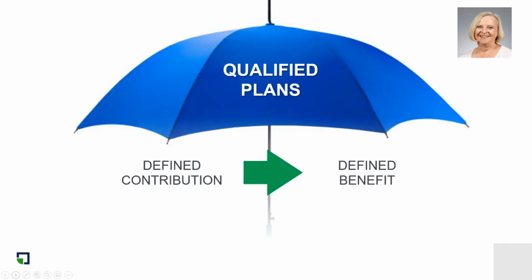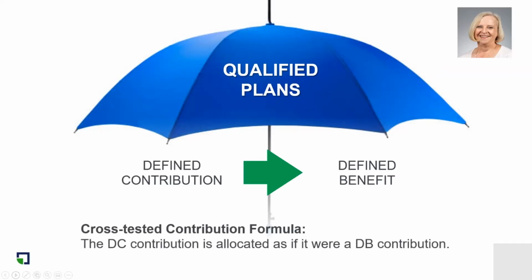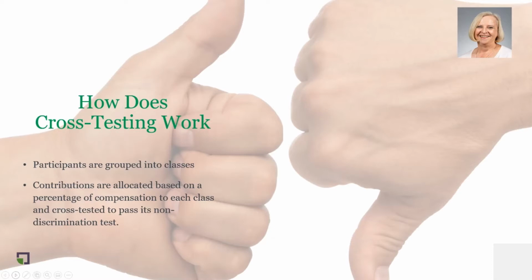So the IRS allows defined contribution plans to use the defined benefit method of allocating contributions to 401k and profit sharing plans to a certain degree. And in order to use this method of contribution, the plan must pass a non-discrimination test that we call cross-testing. This is the most flexible allocation formula for a defined contribution plan. So how does cross-testing work?